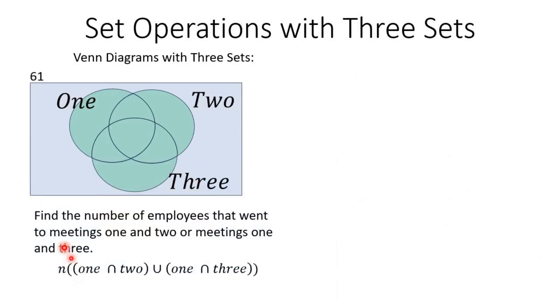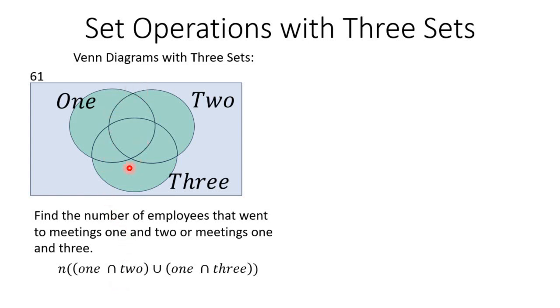We're going to use these 61 employees to look at the cardinality of some subsets. The first subset I want to look at is this subset here. Find the number of employees that went to meeting 1 and 2 or meeting 1 and 3. So this is symbolically how you'd write that. The cardinality, or the number of employees that went to 1 and 2, that's the intersection of 1 and 2, or 1 and 3. First thing I'm going to do is find out how many people went to 1 and 2 because it's in parentheses here.